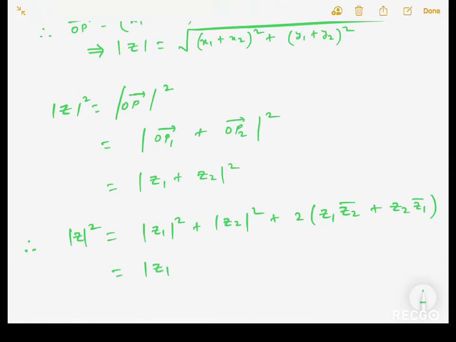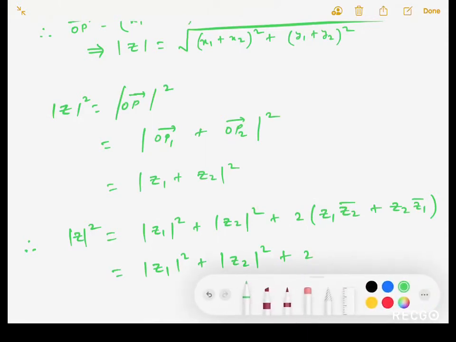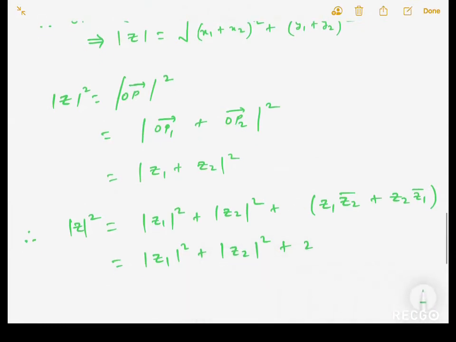So mod z1 square plus mod z2 square, and then plus, okay, first of all let me correct it. 2 should not be here, so let me remove this redundant coefficient 2. So only it should be mod z1 square plus mod z2 square plus z1 z2 bar plus z2 z1 bar.